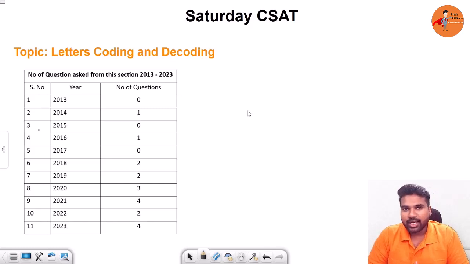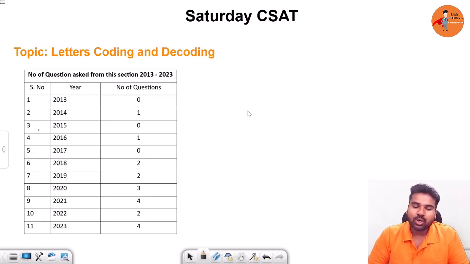See, looking at the 2023 paper, it is clear that CSAT is one thing which should not be taken lightly. Earlier, people were relying on one segment, be it reasoning, comprehension, arithmetic or quantitative aptitude. But the 2023 paper, of course, brought changes in GS, and in CSAT the depth and the type of the questions have also been changed drastically.